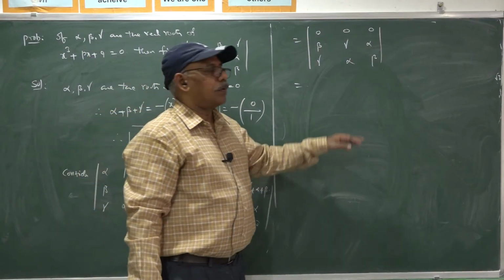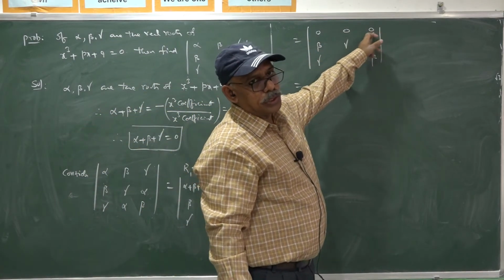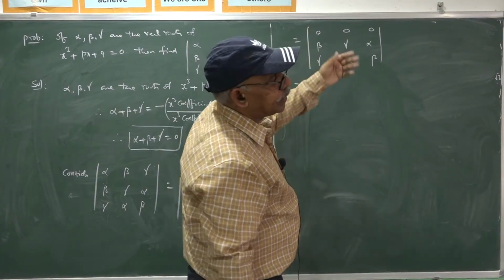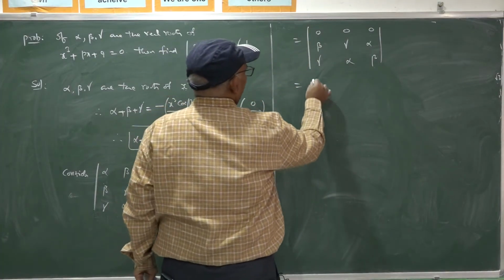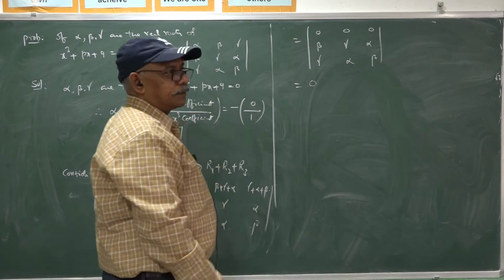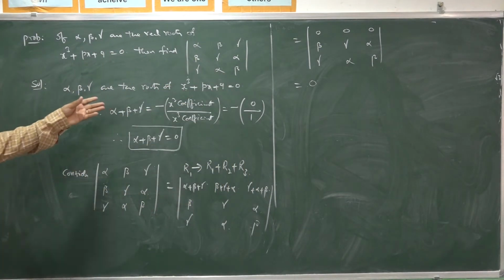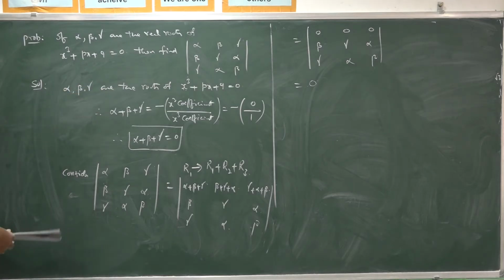So if all the elements of a row are zeros, or all the elements of a column are zeros, then the determinant value is 0 by the properties of determinants. Hence the required value is 0. A simple application of theory of equations and determinants.